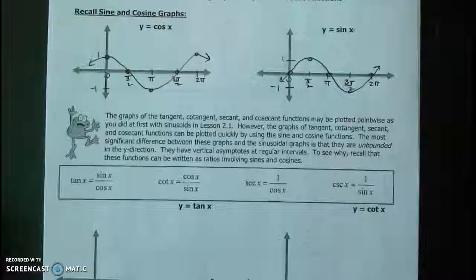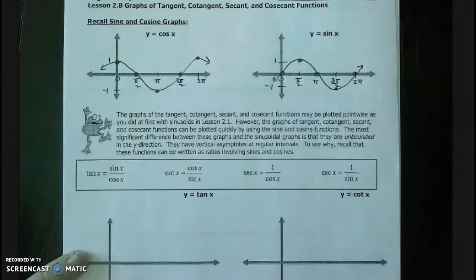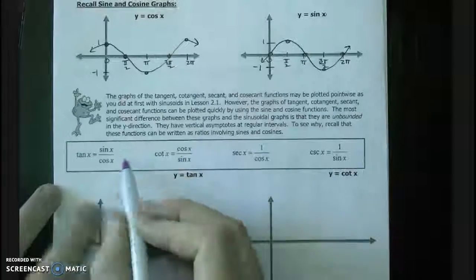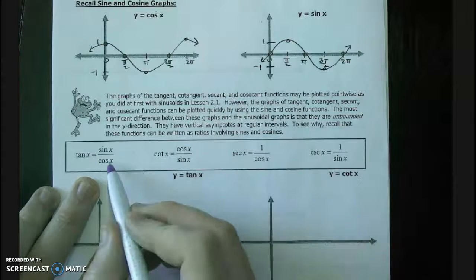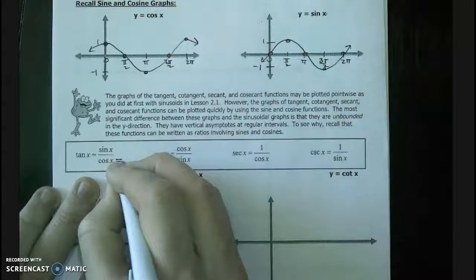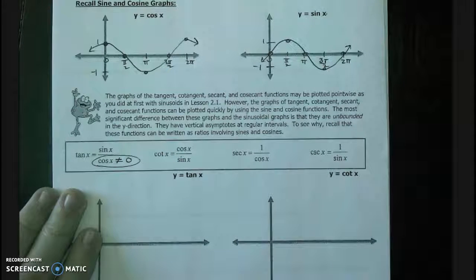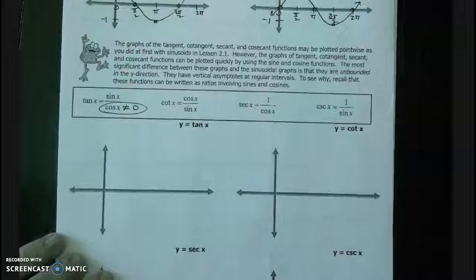Now we're going to use those to graph the other ones. So the other functions are made using sine and cosine. Tangent is created by taking sine divided by cosine. But since cosine is in the bottom and we can never have 0 in the denominator, we need to graph the cosine wave to figure out where the denominator would be 0 in the tangent function. So when we graph tangent, we've got to start by graphing cosine.